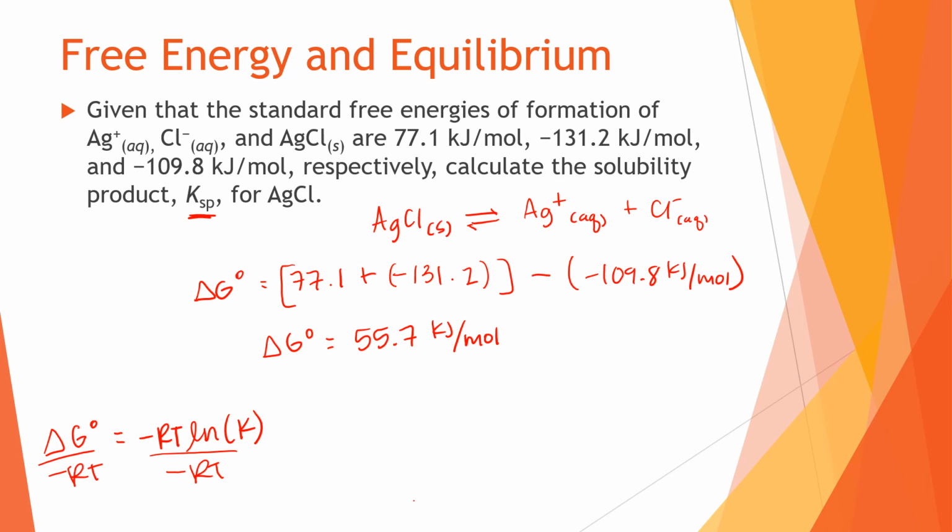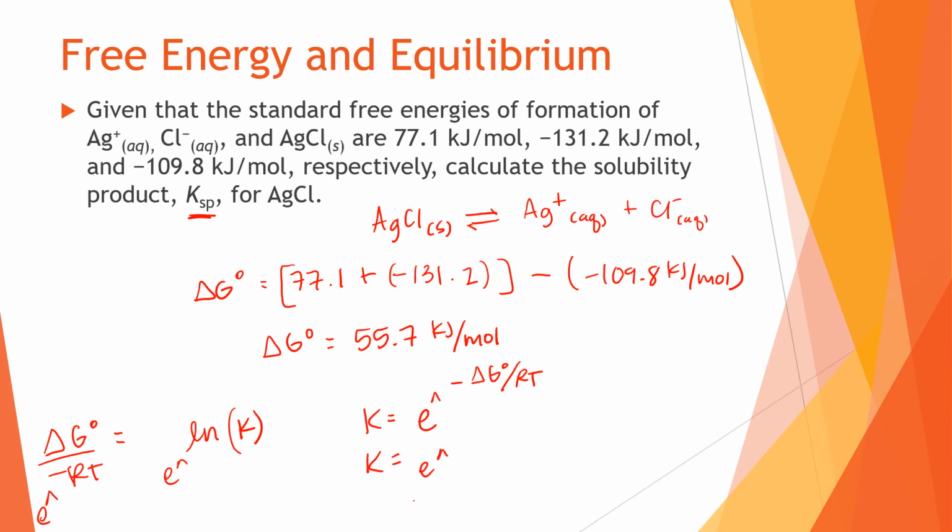And then that gets rid of negative RT. And then what is the opposite of the natural log? We raise everything e to it. So K equals e raised to the negative delta G over RT. So that's how we calculate K using the equilibrium, using the free energy.